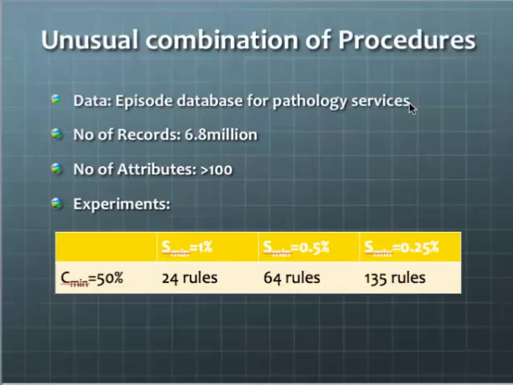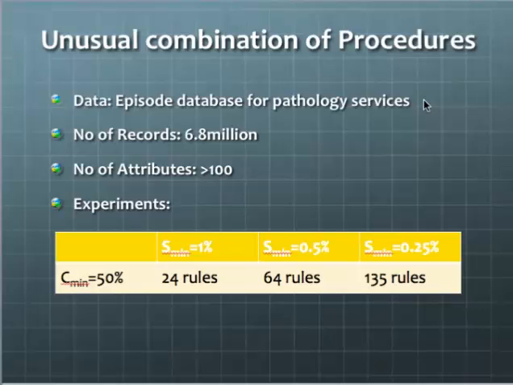Okay, then let's take a look at an example of using association rules to analyze unusual combinations of medical procedures. The data in this research is the episode dataset for pathology services. There are about 6.8 million records in this dataset, and there are more than 100 attributes, so this is a really large dataset. In the experiment, several combinations of support and confidence have been tried, and different numbers of rules have been generated.